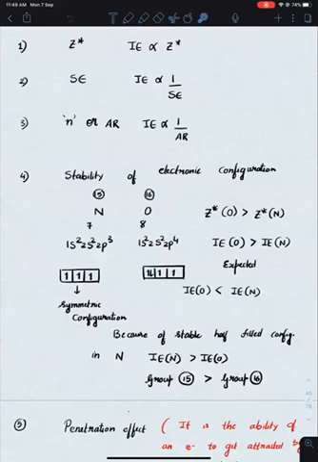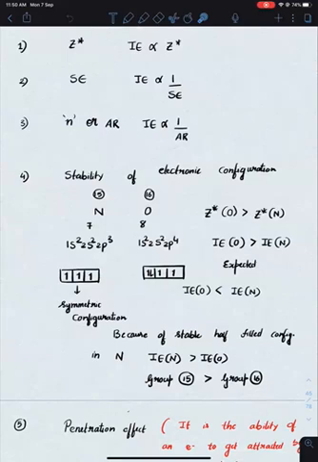In this case, nitrogen has a half-filled configuration, which is a symmetric configuration. In general, symmetry leads to more stability. So this particular configuration has more stability when compared to this configuration. So if you want to disturb nitrogen's configuration, you need to input more and more energy when compared to oxygen. Moreover, if you remove an electron from this particular oxygen, it will achieve that symmetric configuration.